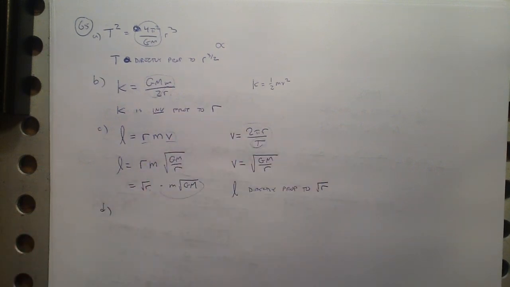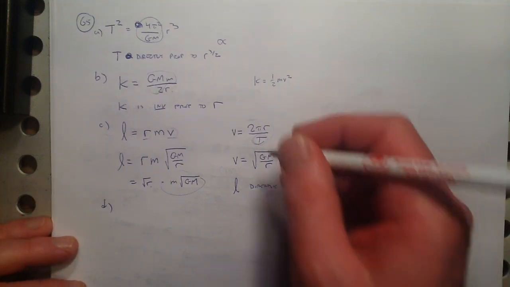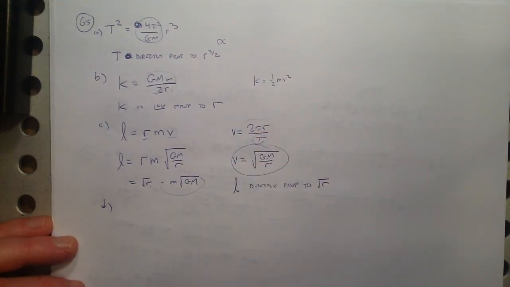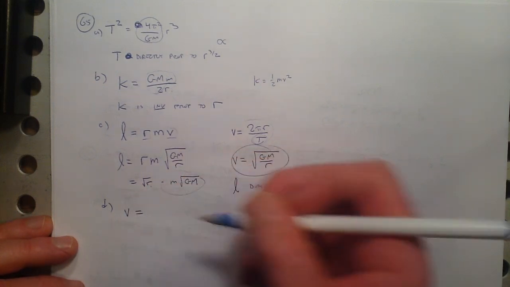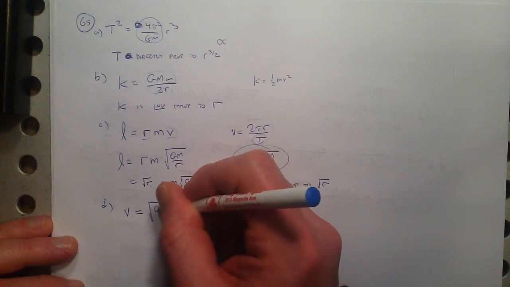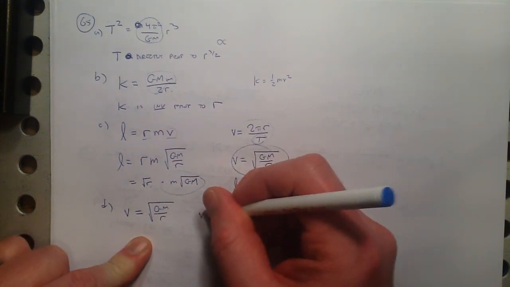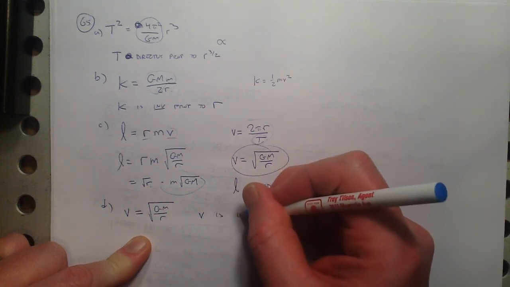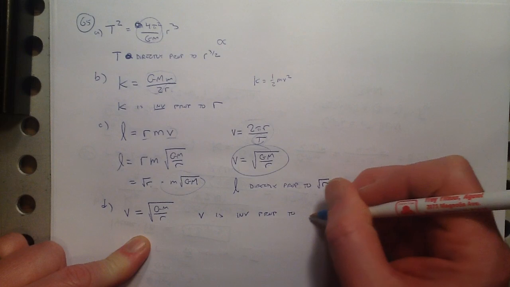And then last part, D, what about speed? How does that depend on r? Well, I think we just did that, didn't we? So the speed is equal to the square root of GM over r. This is a constant, so the speed is inversely proportional to the square root of r.